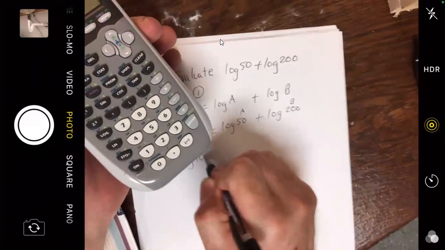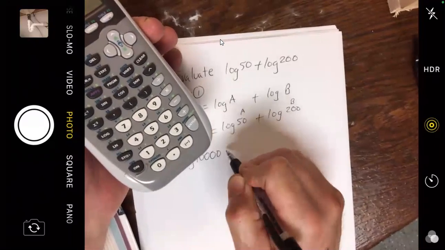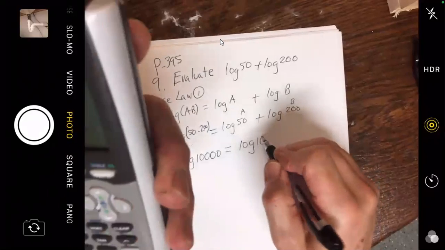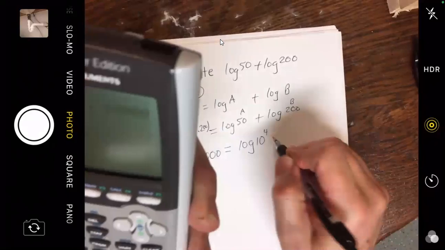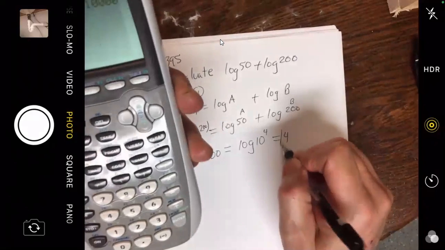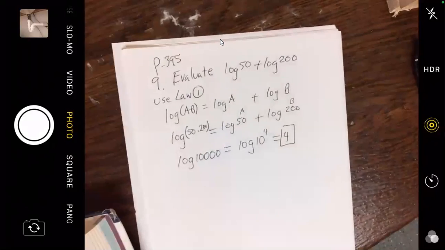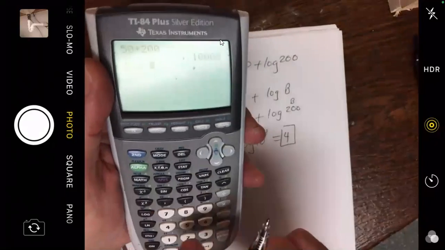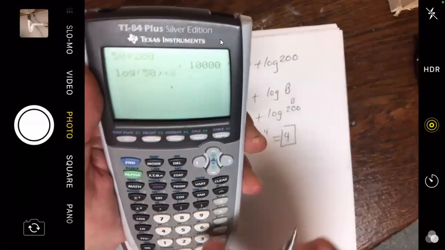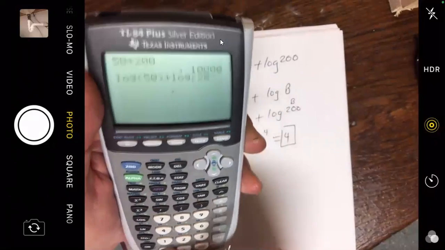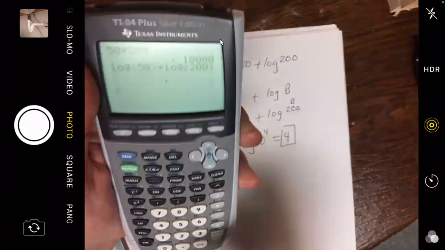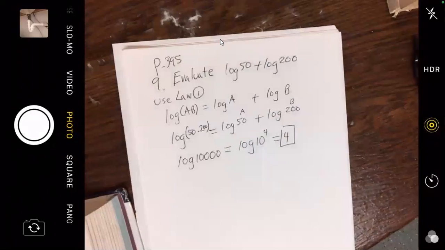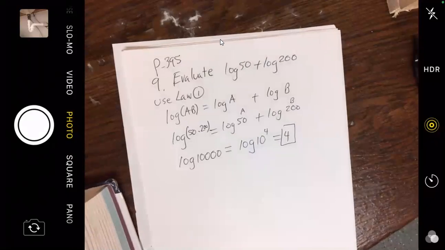Log of 10,000. And they want you to work that out. That would be a log of 10 to the 4th power, and that would be 4. And you can double check these things. Since it's LOG, you can punch it. You can go LOG 50 and add LOG 200. And there's your 4. All right.